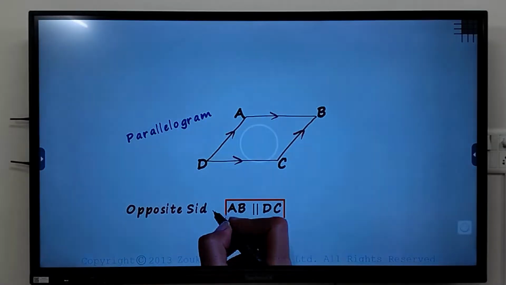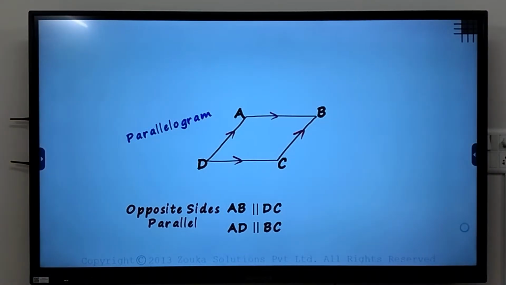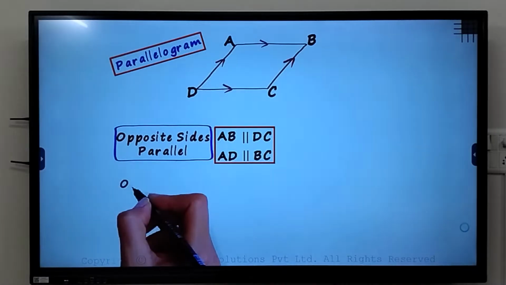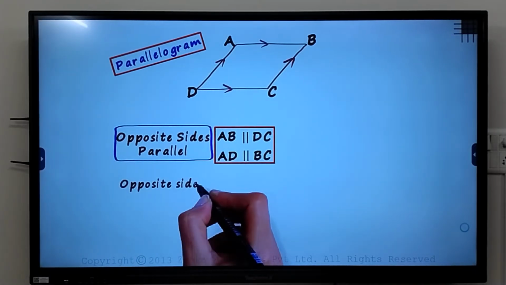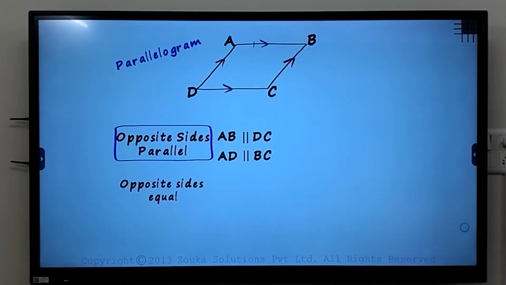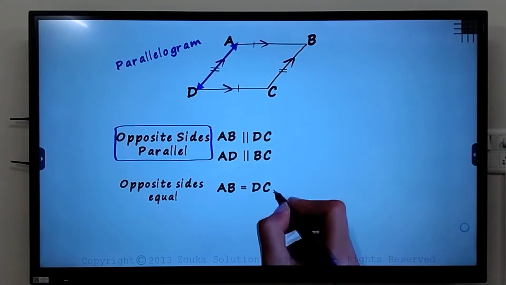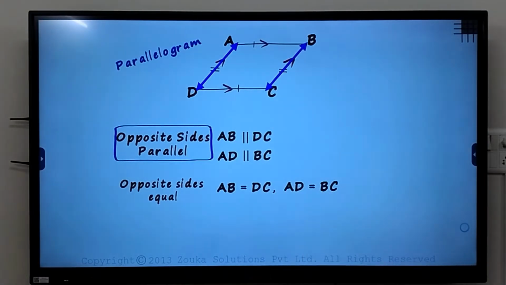This was the basic property of a parallelogram. In a parallelogram, opposite sides are also equal. This side will be equal to this side. We can say that AB is equal to DC. This side will be equal to this side. AD is equal to BC.